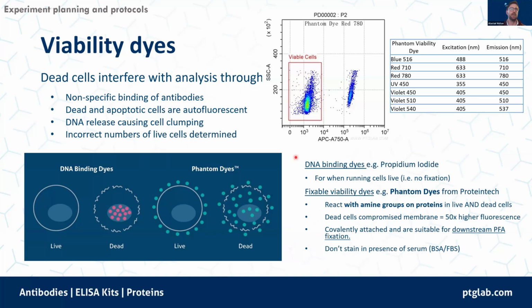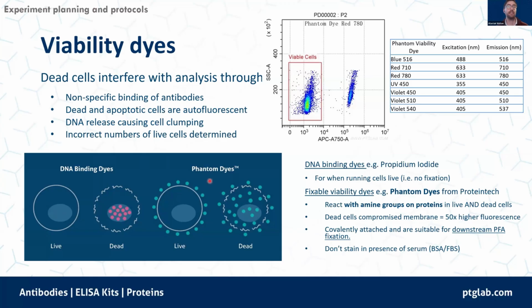Effectively, the difference between the two is that with DNA binding dyes, if your cell is alive, the cell membrane is intact, so they don't bind to your nucleus and you don't see a signal. But if that membrane degrades because your cells died, those DNA binding dyes access the DNA in the nucleus, and as a result, you generate a signal.